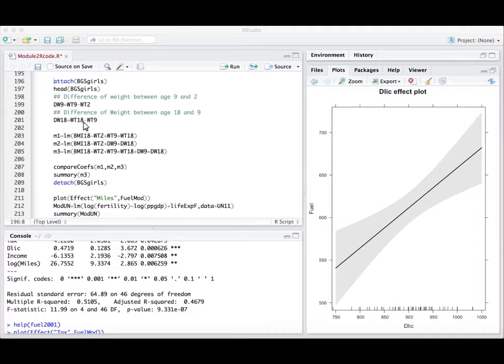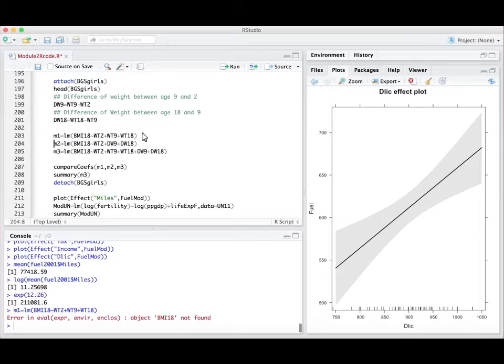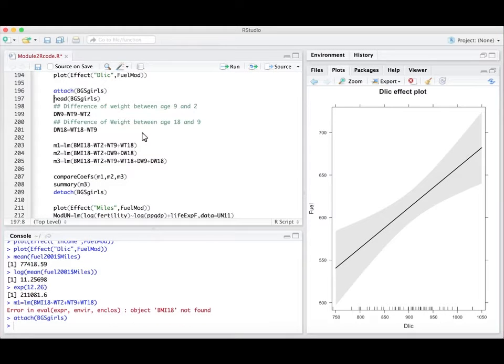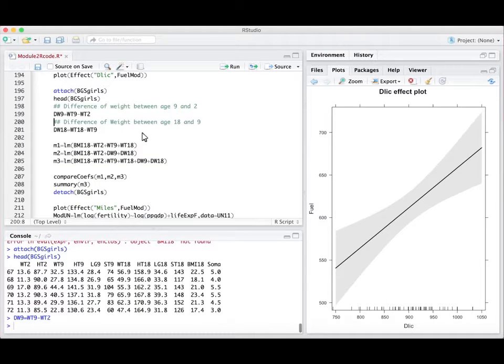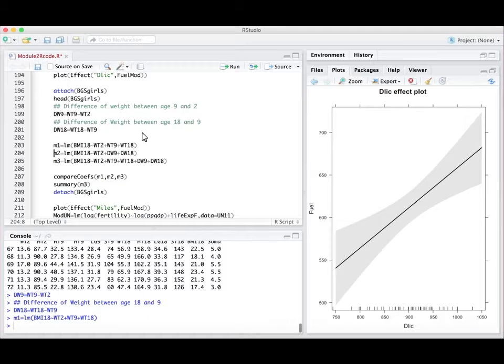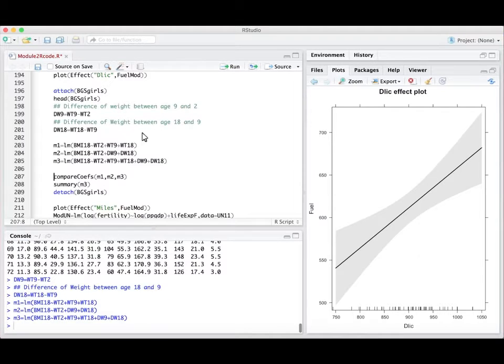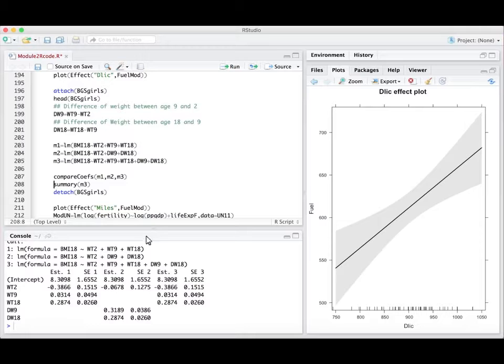Now, we're going to fit 3 different models here. One with all the weights, one with all the differences, and one with everything in it. And we're going to look to see what these models come out to be. So here's Model 1. Get everything read in here. Model 1, Model 2, Model 3. And then we're just going to compare the coefficients.